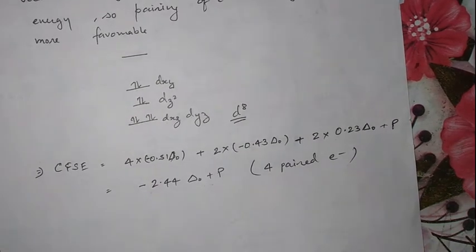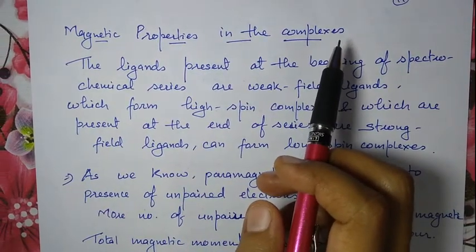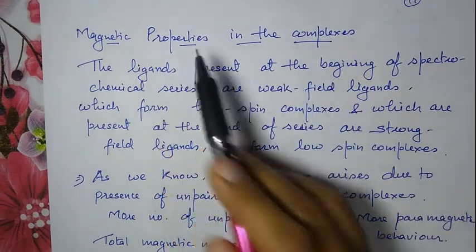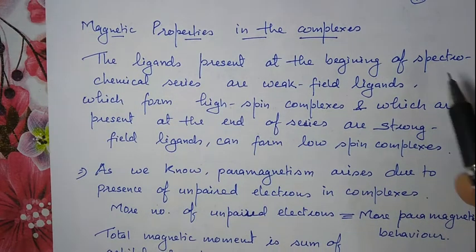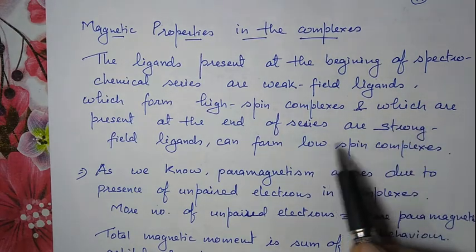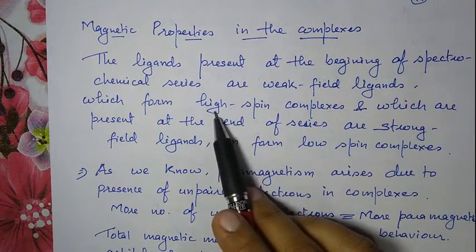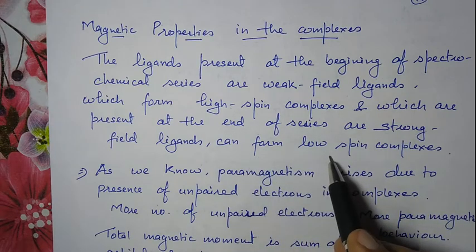Then come to magnetic properties in the complex. As we have discussed spin only magnetic moment in the chart, for the magnetic property of the complex, ligands present at the beginning of the spectrochemical series are weak field ligands, we know the halide ligands, and the ligands present at the end of this series are called strong field ligands. Weak field ligands give high spin complexes, and strong field ligands give low spin complexes.